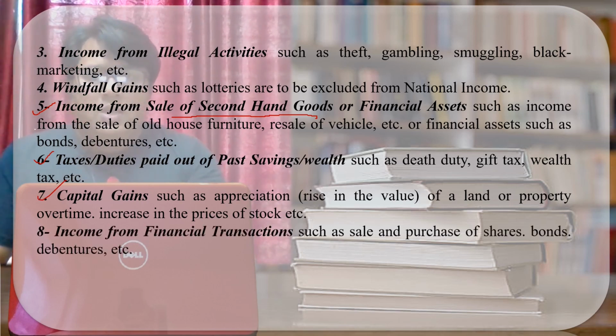Next is income from financial transactions. When I say income from financial transactions, it means sale and purchase of shares, bonds, debentures, etc. It will not be considered. Why? Because financial transactions will not result in the creation of a product. When we are purchasing shares or bonds, do you really feel that production will go on in the country with this? It will not result in any production. So financial transactions will never ever be considered. Clear?